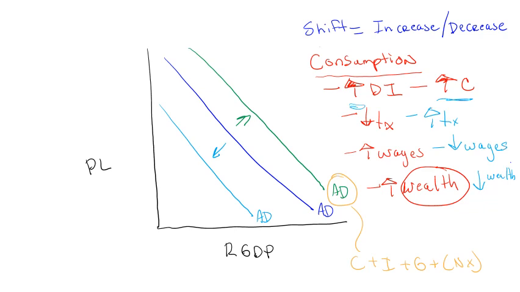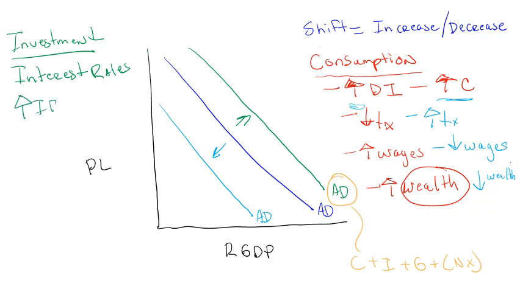Now, you can also talk about investment. What's going to shift your investment? Investment is all about interest rates. So, an increase in interest rates is going to decrease your investment. All right? If it's more expensive to borrow money, you're going to borrow less. If the interest rates go down, then you're going to invest more. It's cheaper to do so, right? And pretty much that's the main driver of what's going to be driving investment.